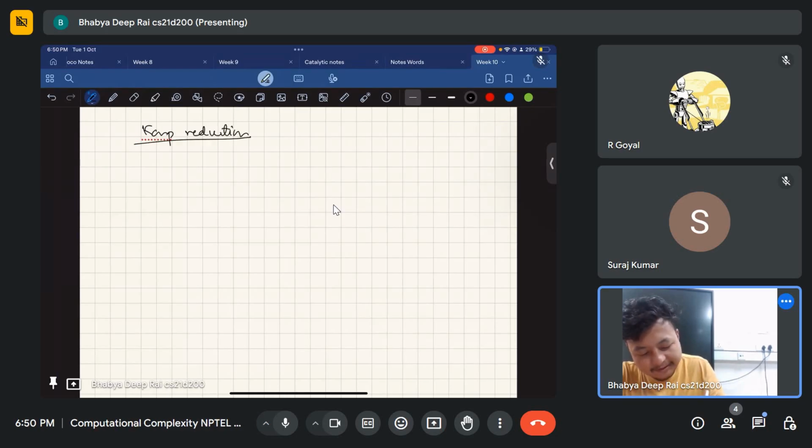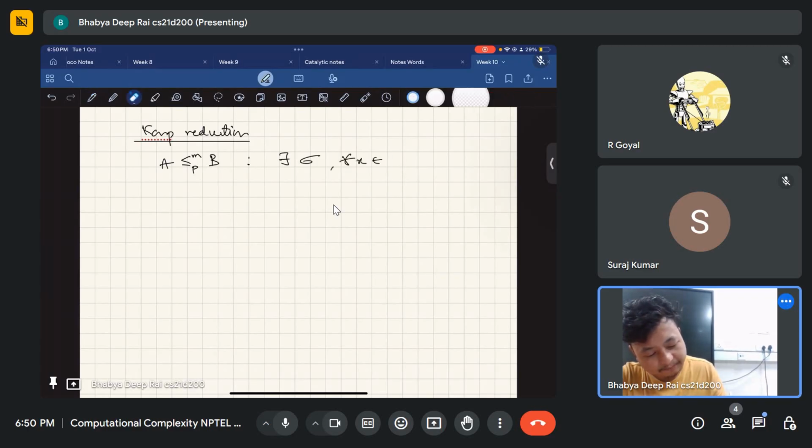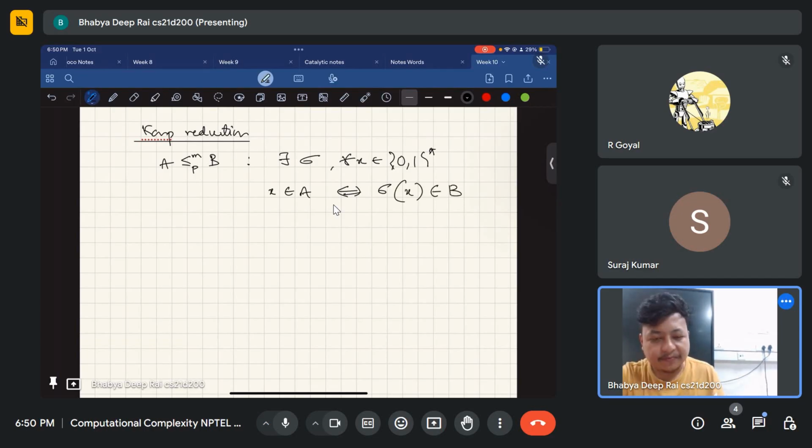Karp reduction is that A reduces to B, let's say in polynomial time. Karp reduction means that there exists a sigma such that for all x in {0,1}*, x is in A if and only if sigma of x is in B. Sigma does a single transformation. So this is a very restricted thing. But what is a Turing reduction?